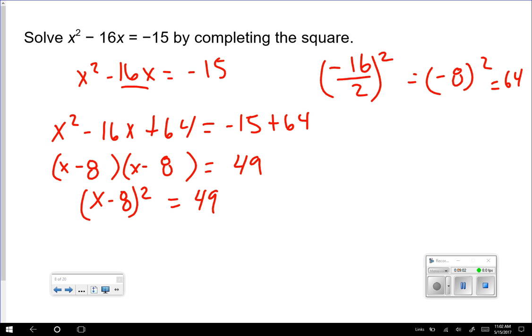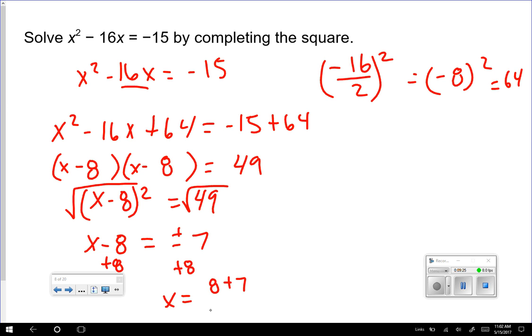Okay, so now we can use what we've already learned, use radicals to help us figure this out. I'm going to square root both sides, so I have x minus 8 equals plus or minus 7, remember that, okay? So now I'm going to add 8 to both sides, and I realize this is kind of a lot, but if you get the same idea, so we have 8 plus 7 is one answer, and 8 minus 7 is one answer. So x is going to equal 15, and x is going to equal 1.